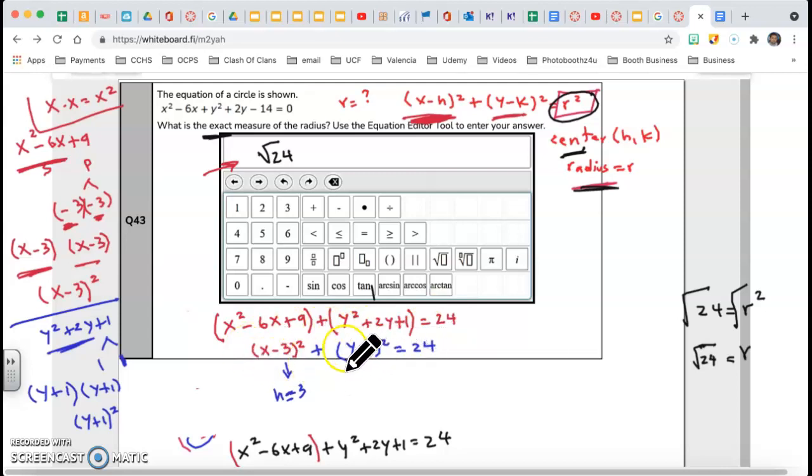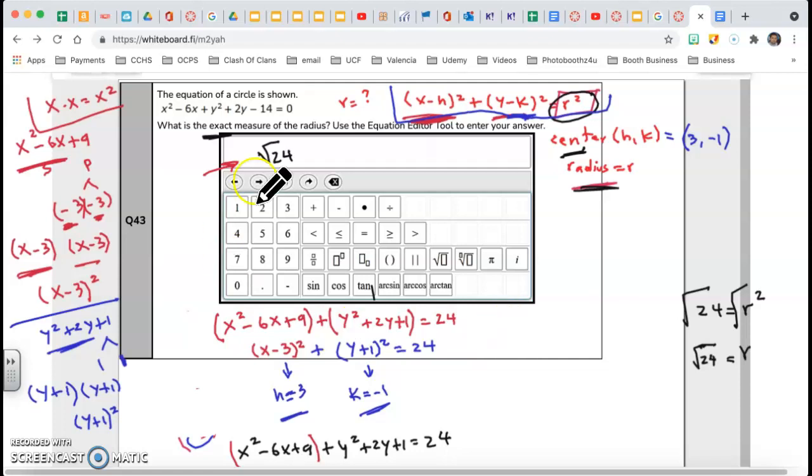Now look at the equation. It's the same as the equation that I have at the top. What's my h? The opposite of whatever is inside the parentheses, which is 3. What's my k? The opposite of whatever I have inside the parentheses. This is plus 1, so my k is negative 1. If they ask you for the center, it is (h, k). h is 3, k is negative 1. And that's how you find the center if they ask you.